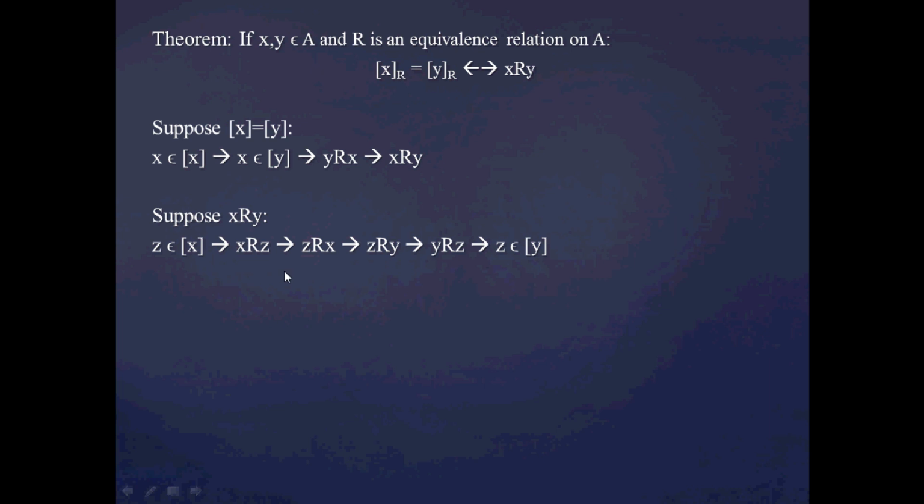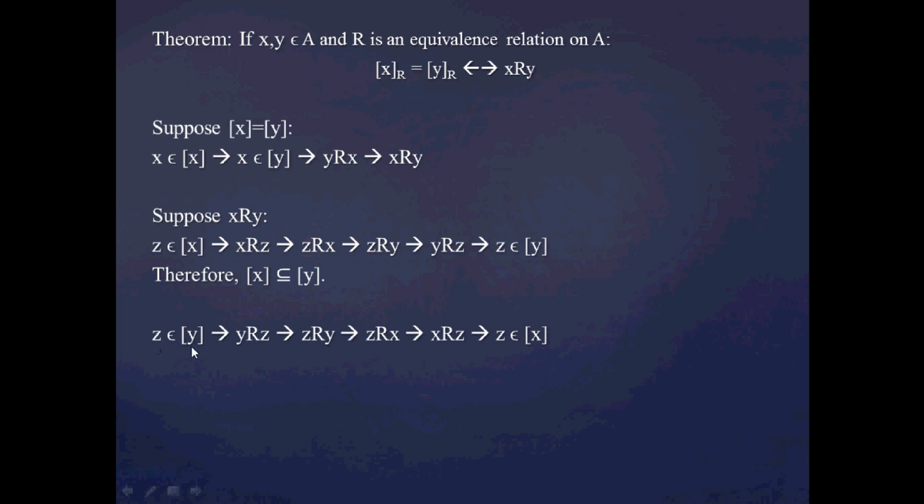So what I've just shown is that z being in the equivalence class of x implies that z is also in the equivalence class of y. Therefore, the equivalence class of x is a subset of the equivalence class of y. And the statement to show that the equivalence class of y is a subset of the equivalence class of x is very similar. So I'll just go through it.